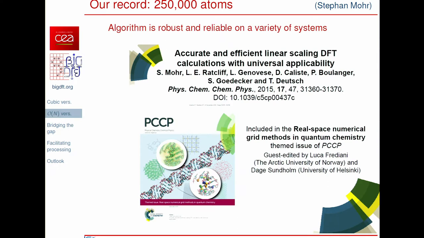Stefan Mohr did a simulation of more than 200,000 atoms. We show in this article that we can do it for very different systems: DNA, water, perovskite, amino acids, silicon nanowires, many things. And sometimes the linear version converges better than the cubic one. It depends, but sometimes this is the case.